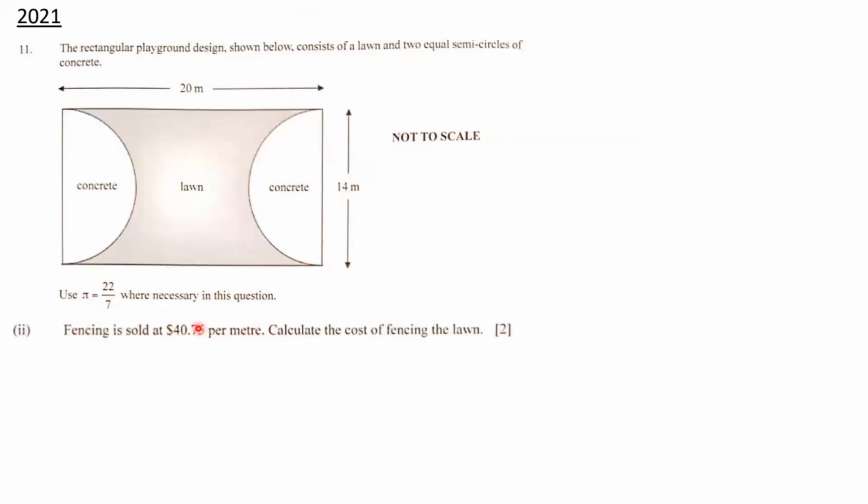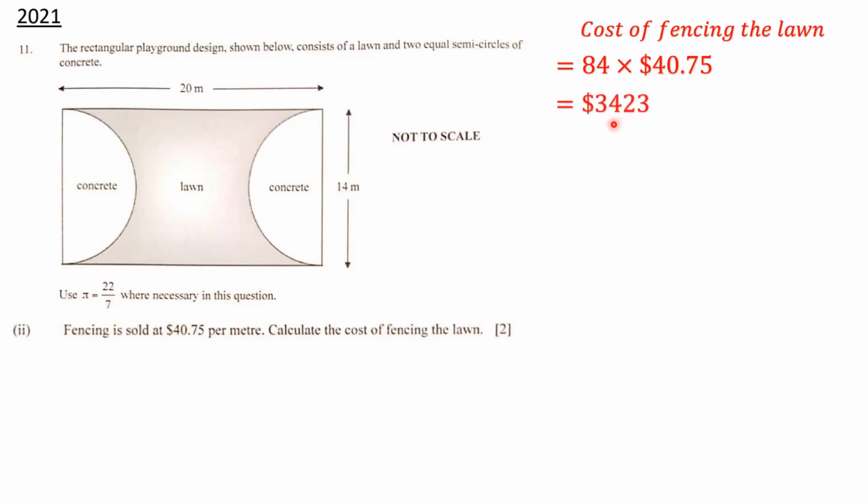It says fencing is sold at $40.75 per meter. Calculate the cost of fencing the lawn. We already know that the perimeter of the lawn is 84 meters, and each meter of fencing costs $40.75. And so it's going to be 84 multiplied by $40.75, which is $3,423. That's going to be the total cost of fencing the lawn.